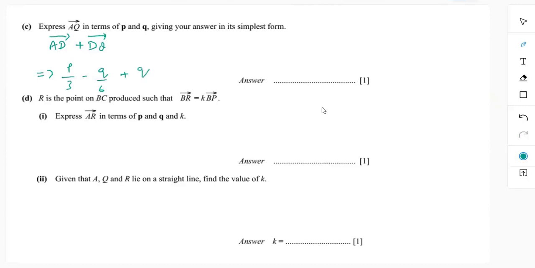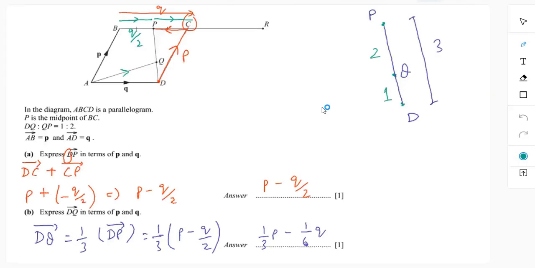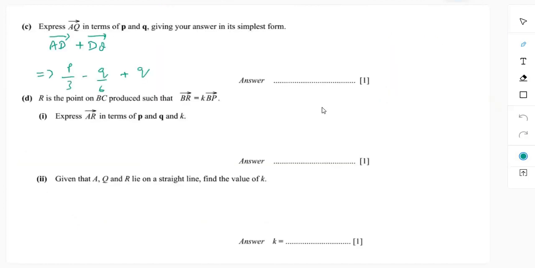DQ was given to be Q. DQ आपका Q है. Sorry, AD आपका Q है. So do the other way around. Sorry. So it's the other way around there. Write that again. This is AD plus DQ. AD आपको पता था that was Q और DQ आपको पता था that was P over 3 minus Q over 6. ठीक है, इसको evaluate कर लें.